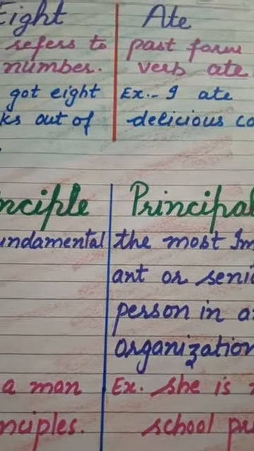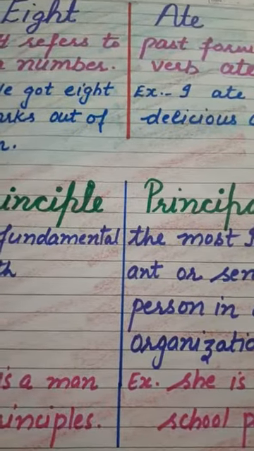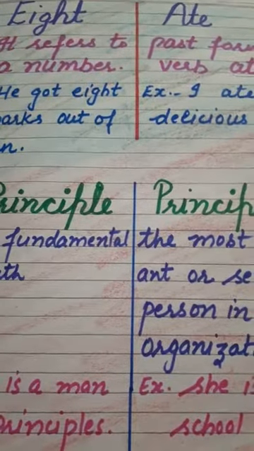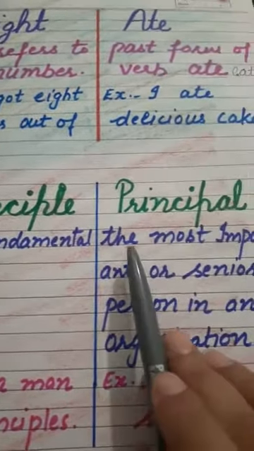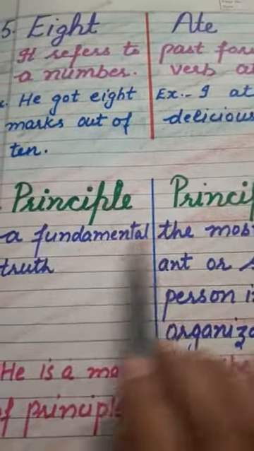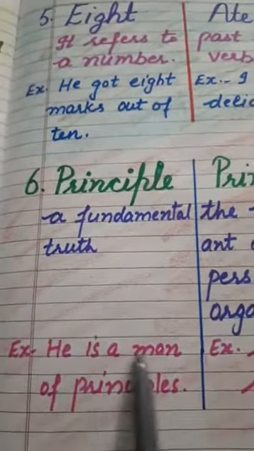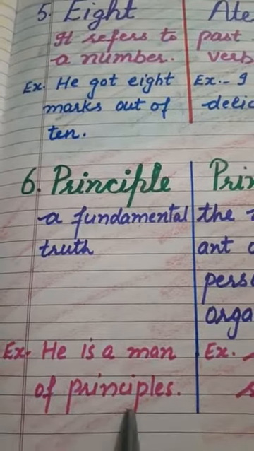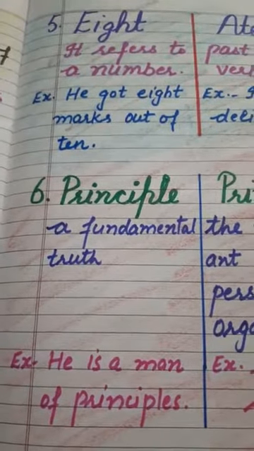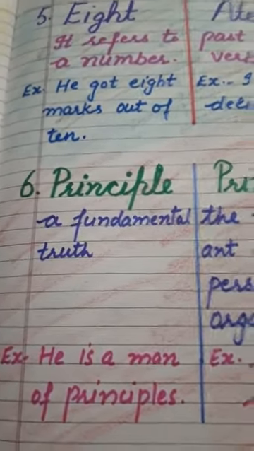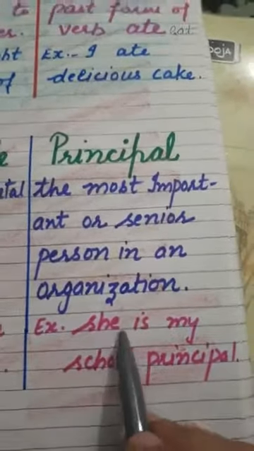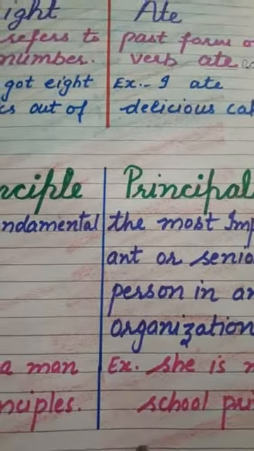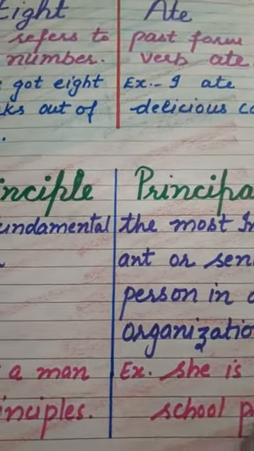Clear? Like in our school, Mrs. Yogita Bhatia is our school principal and she has an important place in our school. Clear? So, this principal and principle is different from each other. Like, he is a man of principles. वो आदर्शों का, he is a man of principles means कि वो एक ऐसा आदमी है जिसके कुछ सिद्धांत हैं जिसके कुछ आदर्श हैं. But this principal means she is my school principal. Here we are talking about a person who has the designation of principal in your school.